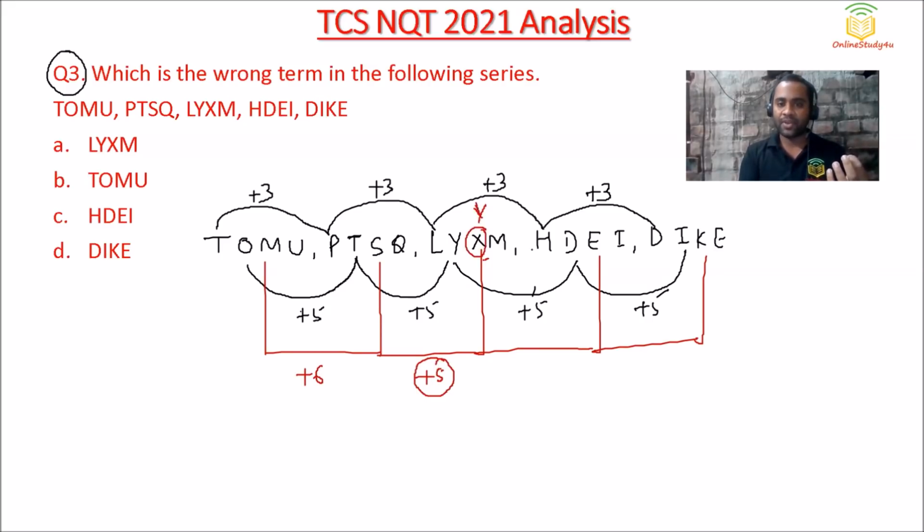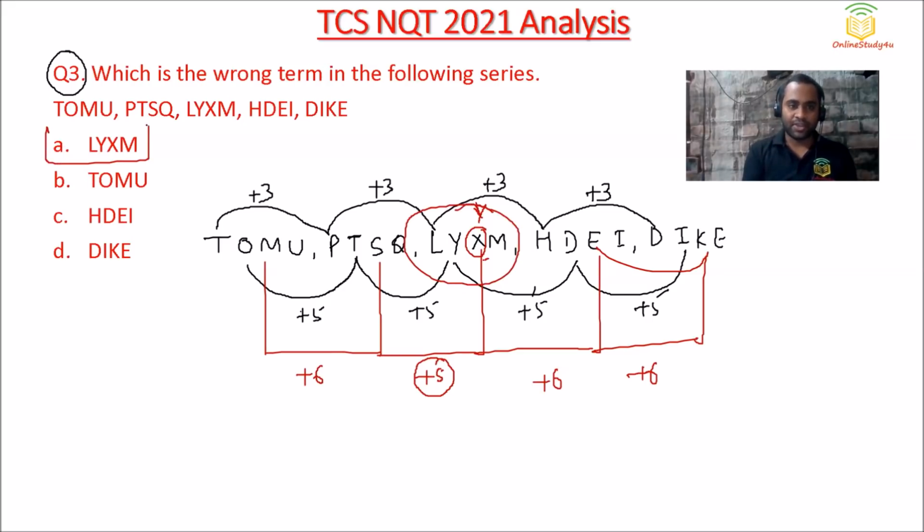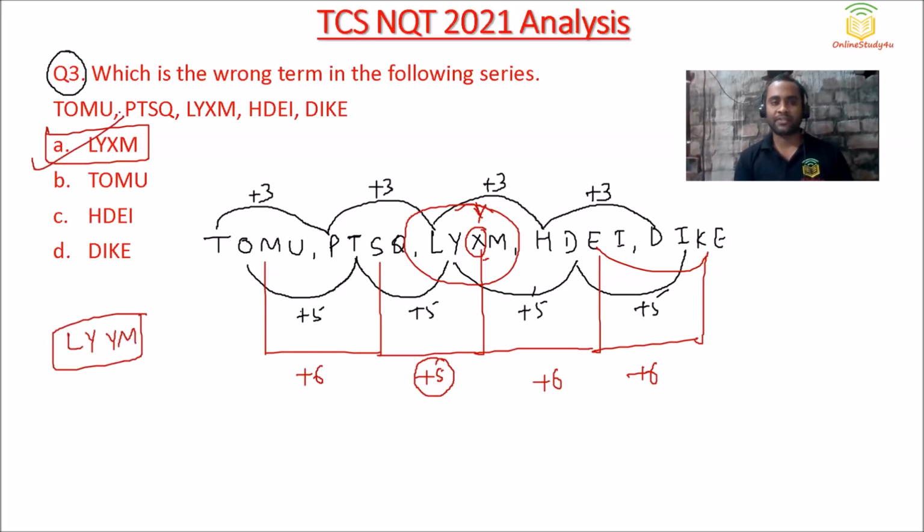And then if you see Y to E, Y Z A B C D E, so here it will be plus 6 if this is Y. And then again E to K, E F G H I J K, so it is plus 6. So this is the only mistake here. Instead of L Y X M, we should have L Y Y M. So option A will be the correct answer for this wrong term in the following series.